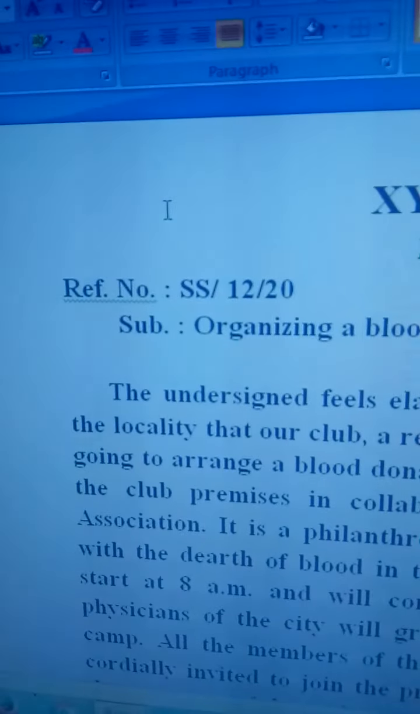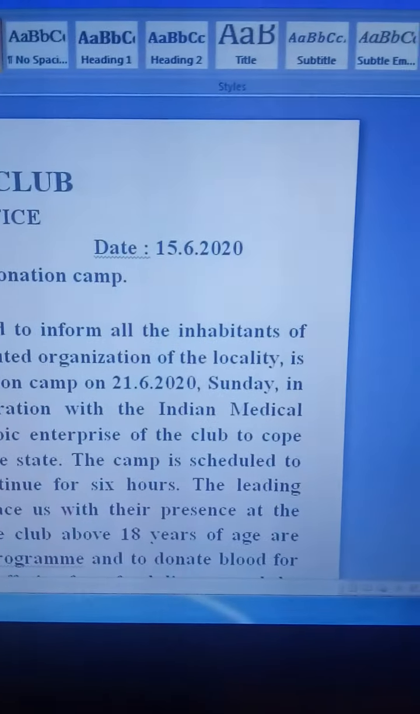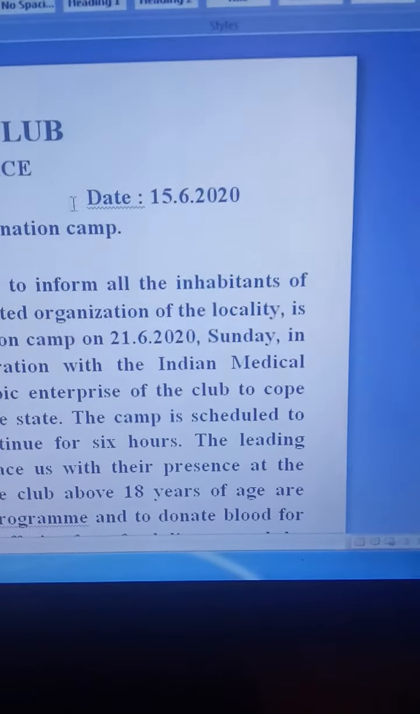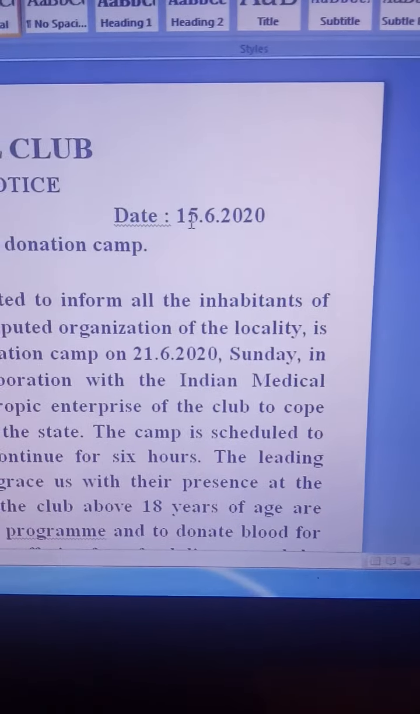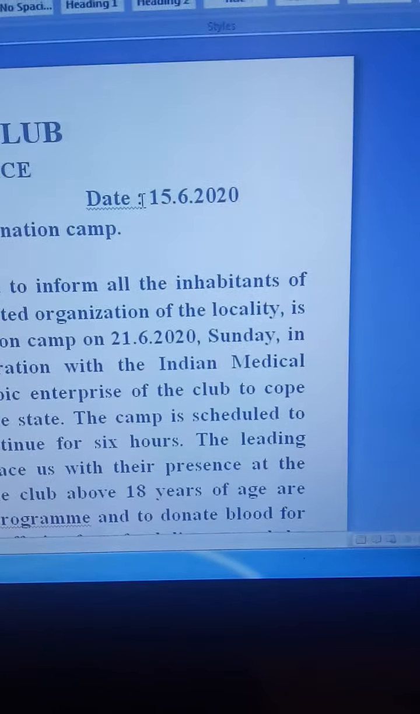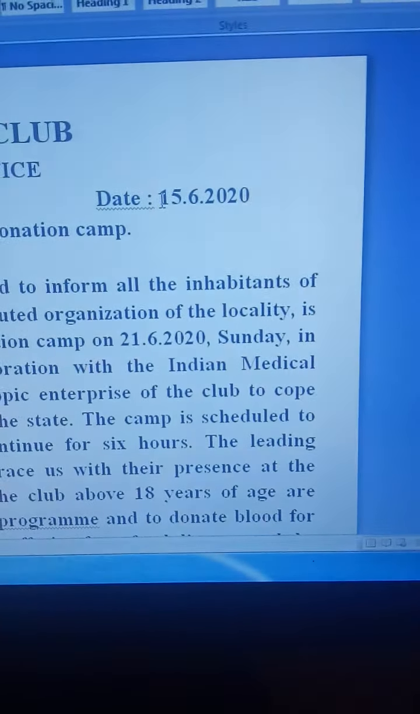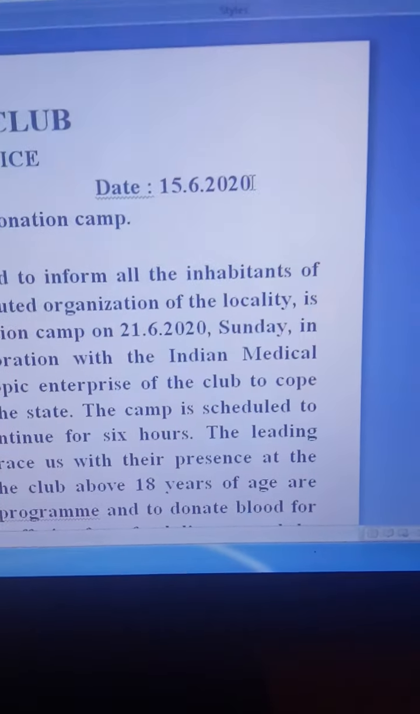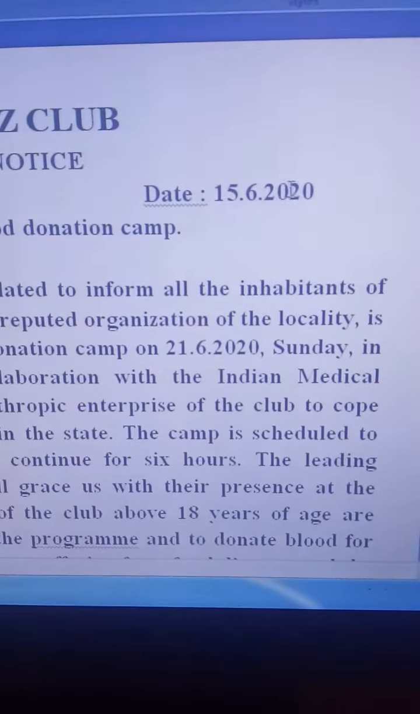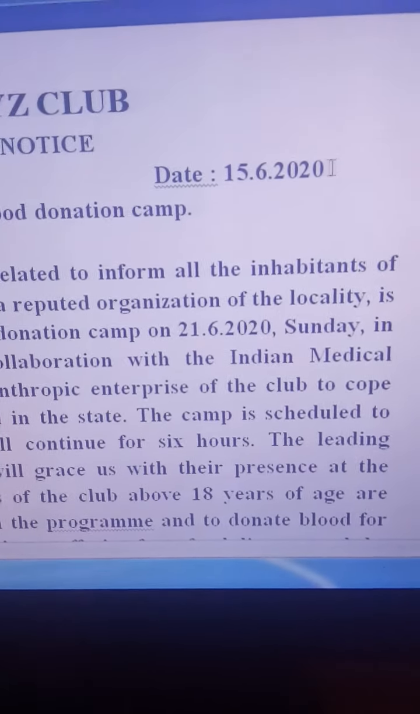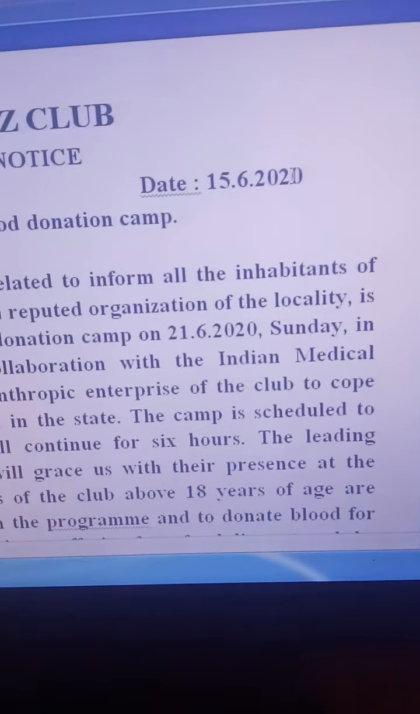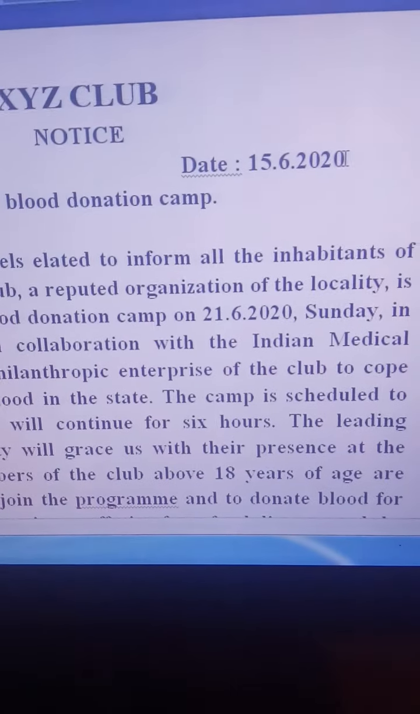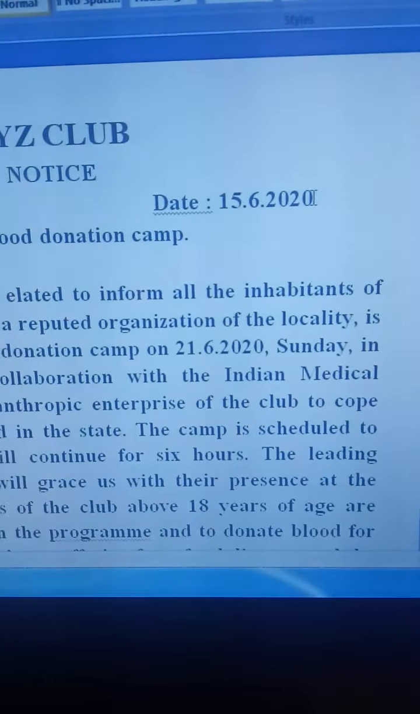It should be written on the left hand side, and here at the right hand side, just parallel to the reference number, you have to write the word date. After that you have to put a colon, and then write the date of issuing the notice, that is 15/6/2020. I have written so. You may write any date, and I told you earlier that in case of some special occasions you have to adjust this date.